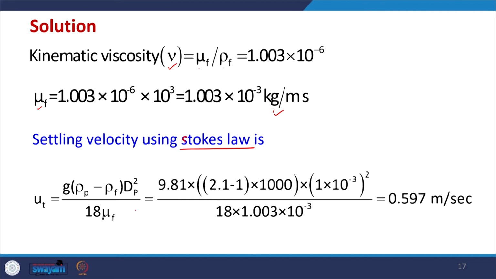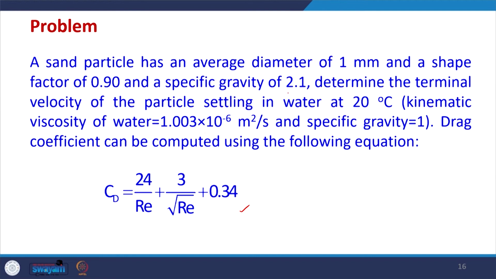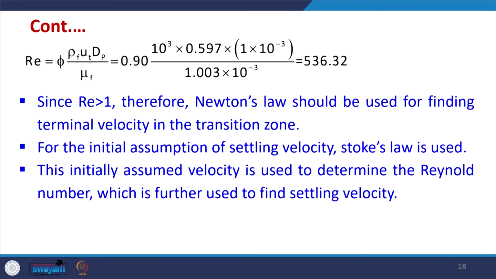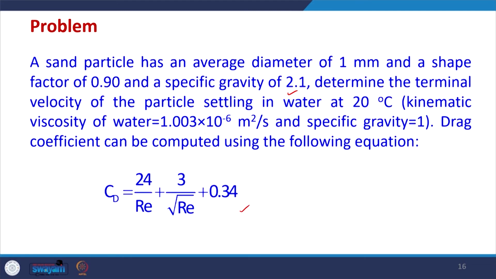So, since all the parameters are known, and the specific gravity of the particle is 2.1 and the shape factor is also given, we can find out the terminal velocity, we can see here. So, it is 0.597 meter per second. So, once the terminal velocity is there, we should cross check whether actually it is in the Stokes law region or not. So, we go further and find out the Reynolds number. The Reynolds number is like 536.32, which is beyond what is given here.